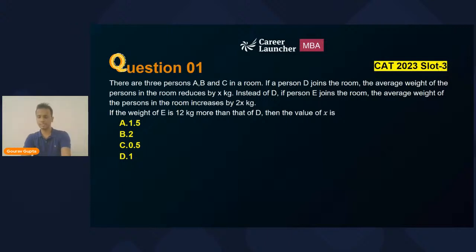Okay, so let's read this question. The question is telling us that there are three persons A, B, and C in a room. If a person D joins the room, the average weight of the persons in the room reduces by x kgs. Now, instead of D, if person E joins the room, the average weight of the persons in the room increases by 2x kgs. Further, if the weight of E is 12 kgs more than that of D, we have to find out the value of x.